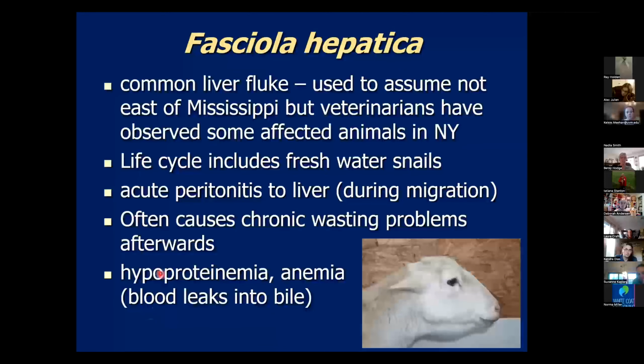So here's a little more detail. The Hepatica is the common liver fluke. We were just saying it used to be assumed it was not east of the Mississippi, but some veterinarians have observed some affected animals in New York. The life cycle includes freshwater snails, and it causes acute peritonitis of the liver. It migrates around in there. I don't know how they know where they're going, but they go all around in the liver. Often it causes chronic wasting problems afterwards, and you can see bottle jaw from that. That's the hypoproteinemia and then anemia.